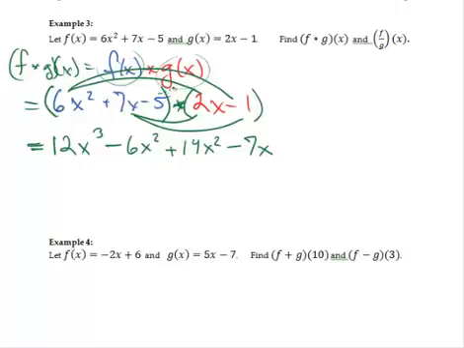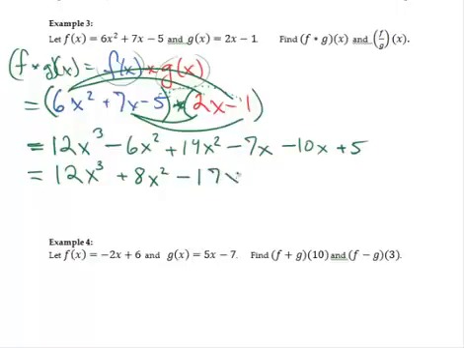And then lastly, this -5 times both the pieces in here as well. So -5 times 2x, -10x, and -5 times -1. Combine like terms. So -6 plus 14 is positive 8x squared, -7 minus 10 minus 17x, and then plus 5. So f times g of x equal to this.